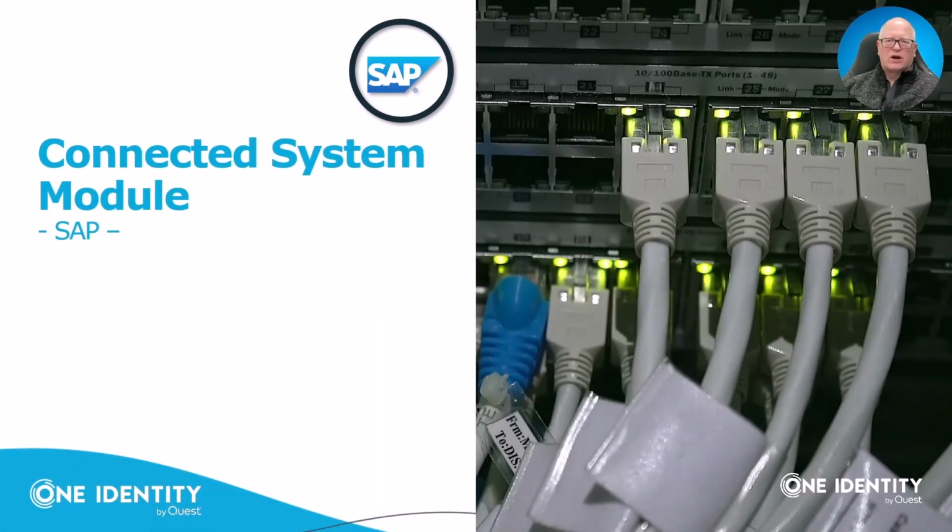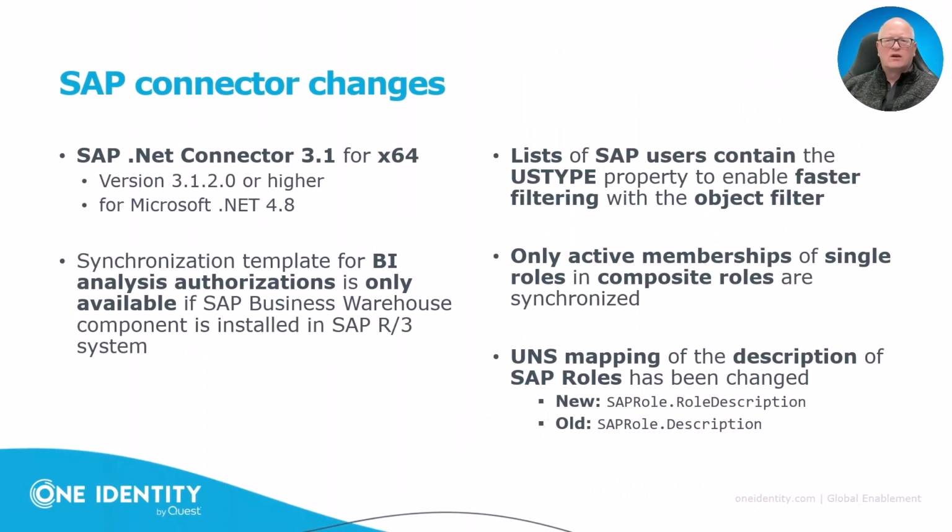And now let's talk about the connected system module for SAP. First of all, SAP .NET connector version 3.1 for x64-bit is now to be used. As you can easily see, we need version 3.1.2.0 or upper. Additionally, we need .NET Framework 4.8 so that we can do the synchronization.